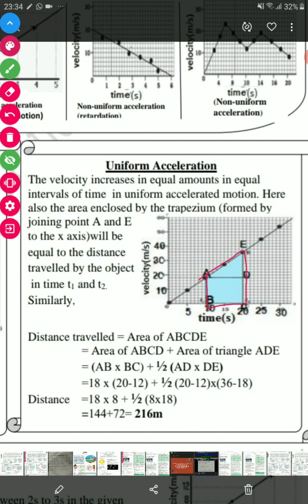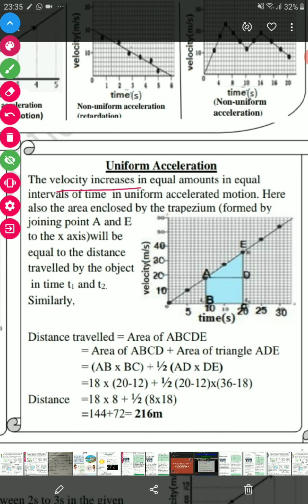Okay, this figure is called as trapezium, A, B, C, D, E. So by dividing this trapezium into a rectangle and a triangle, and when we calculate the area of these two, and by adding these quantities, we will get the required area, and this is the way we can calculate the distance traveled.